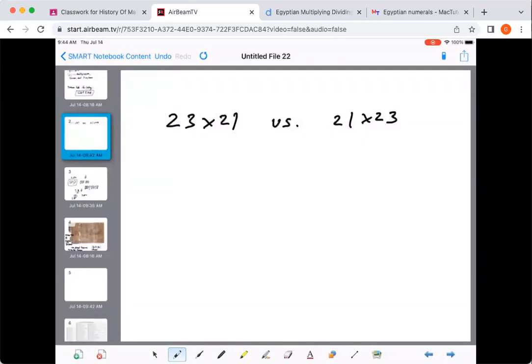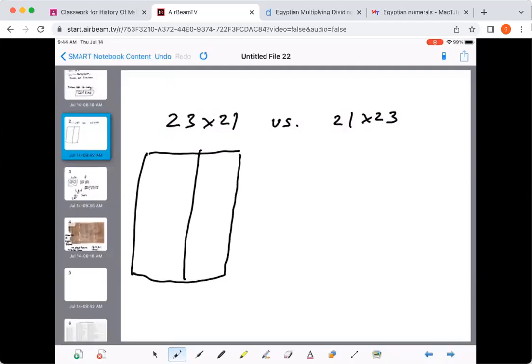So to do 23 times 21, we're going to make a little 2-column chart. The first row is going to be 1 and the number 23, which is the number on the left. We always put a 1 as the first column. The first row, first column is 1. The first row, second column is the 23.